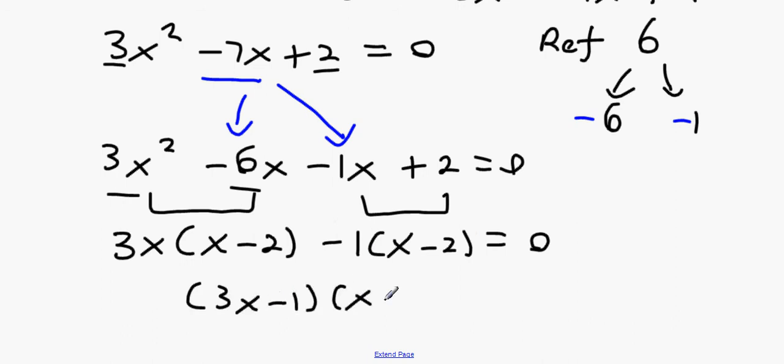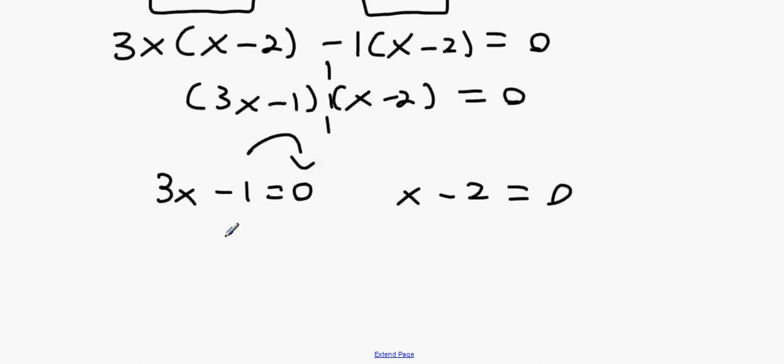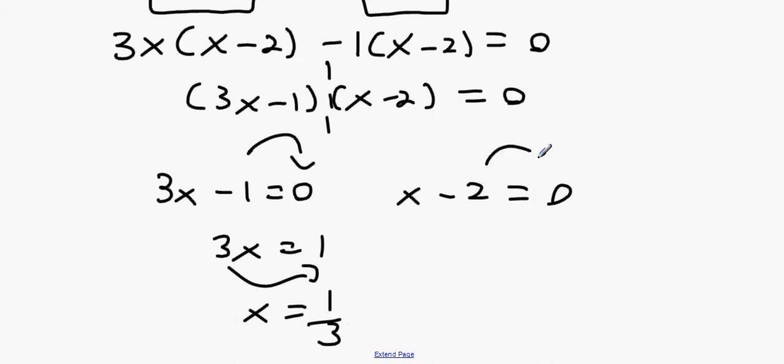Put the line down the middle. And what we can say is that 3x minus 1 equals 0, and x minus 2 equals 0. Bring the 1 over: 3x equals 1. Bring the 3 underneath: x equals 1 over 3. Multiplication turns to division, subtraction turns to addition. So there's your two answers there, and that's the end of that question.